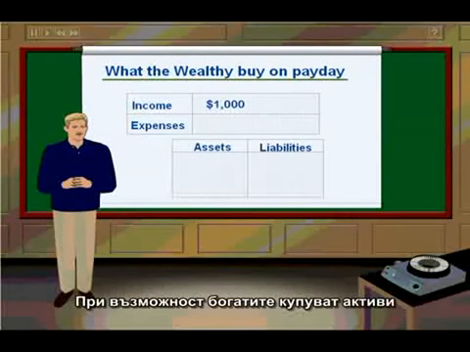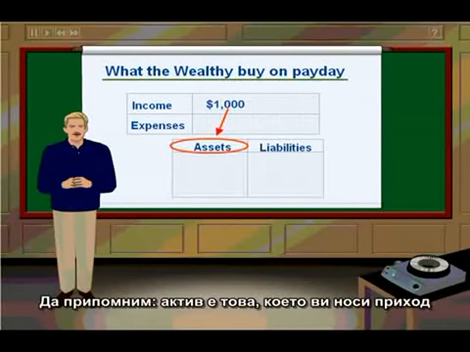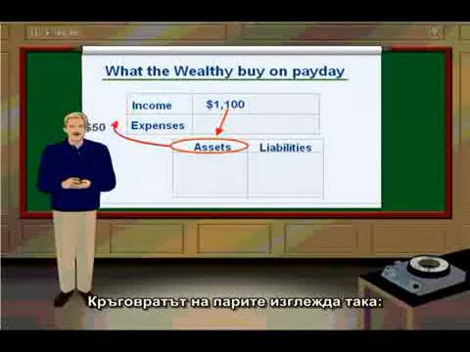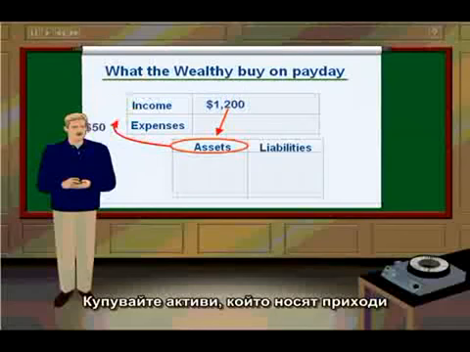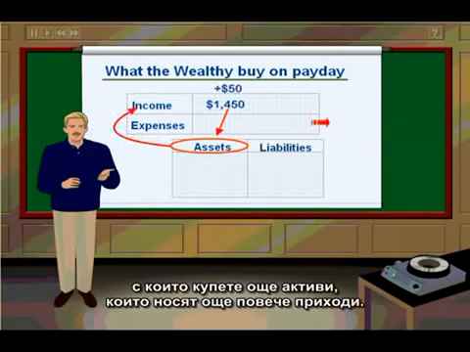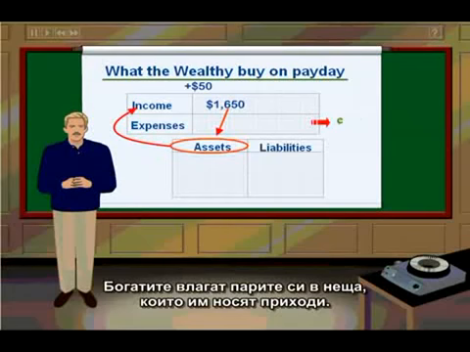On payday, the wealthy buy assets. Again, an asset is something that pays you. If you want to become wealthy, buy assets that then earn you more income. The money wheel looks like this. Buy assets that produce cash, that then buy more assets that produce more cash, that then buy more assets that produce more cash. The wealthy spend their money and buy things that produce more money.